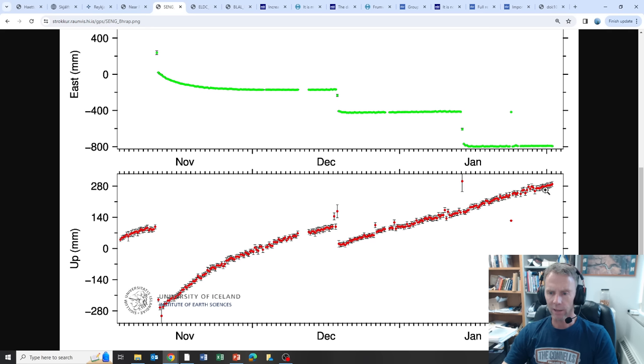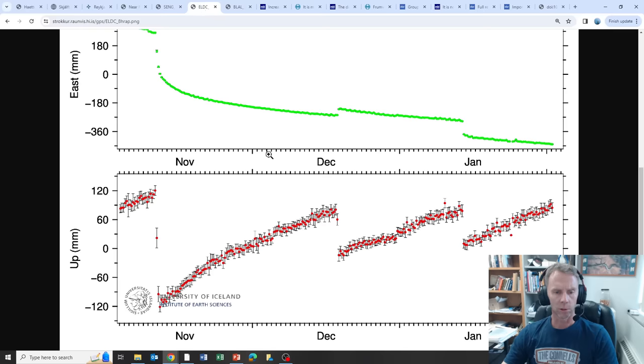It looks like it's leveled off a little bit, but then there's a little bit of an upturn here at the very end of this data. So it kind of ebbs and flows a little bit. That's somewhat typical of these inflationary, deflationary systems as more magma is supplied, and depending on how the rocks and the crust respond to that. This is the Eldvarp station, so this is a few kilometers to the west of the power plant and a little bit south as well.